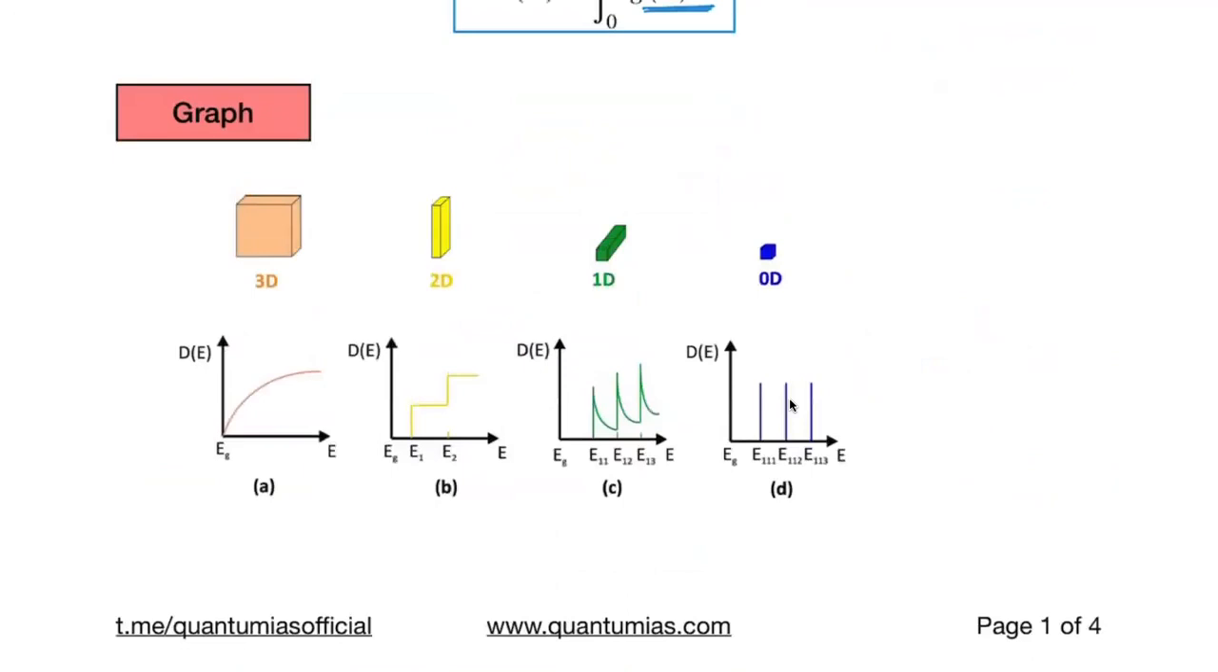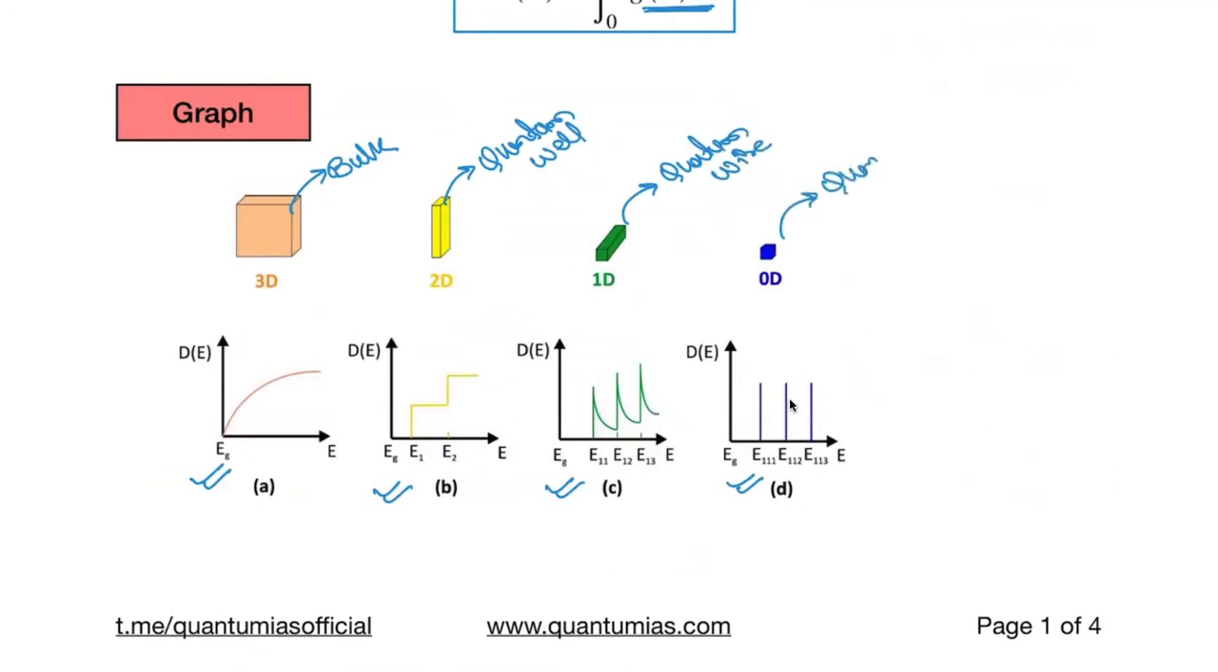Next one is the graph, right? We will also see how the variation of g(E) versus E looks in the following cases, right? 3D, that is our bulk material, 2D, also known as quantum well, quantum wire, and quantum dot. So these are basically the different dimensions possible, and this is how energy is related to the density of state.